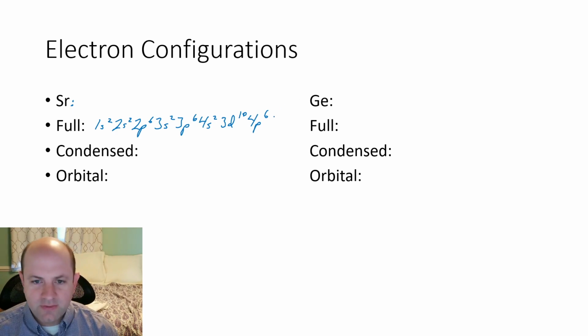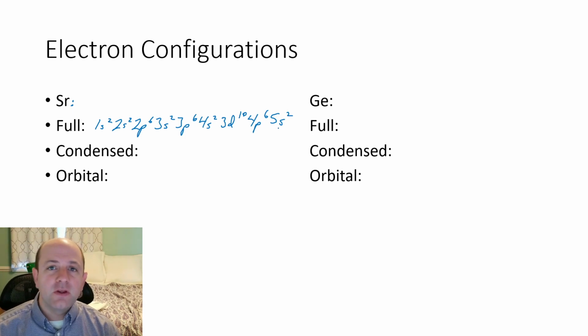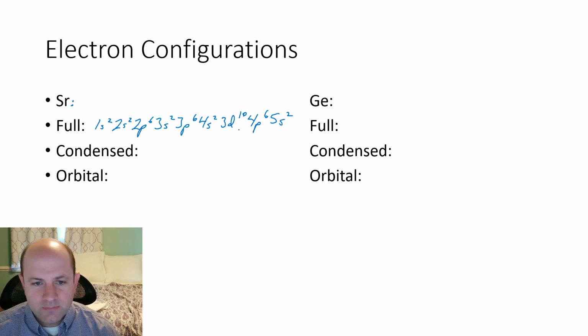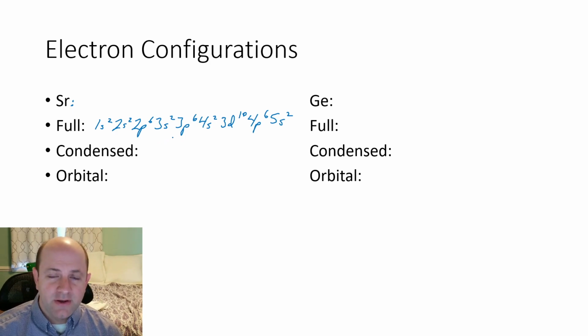And then, okay, there we are in the 5th row. Strontium's the 2nd box, so it's 5s2. And that's the full configuration of strontium. Right, so that's that one. If you count 2, 4, 10, 12, 18, 20, 30, 36, 38, sorry, 38 electrons, we want them.